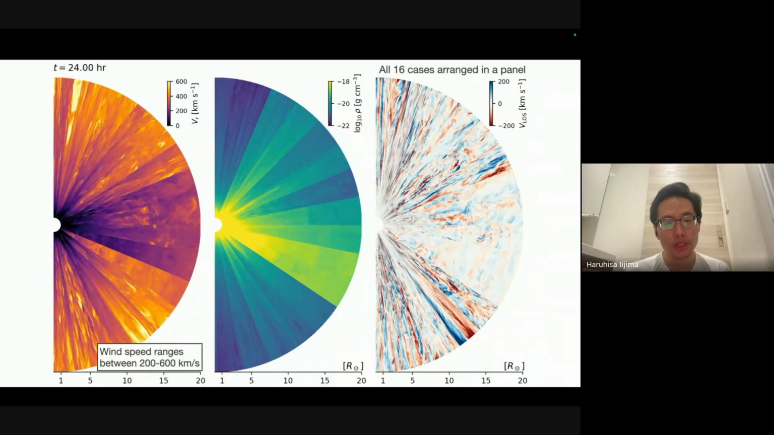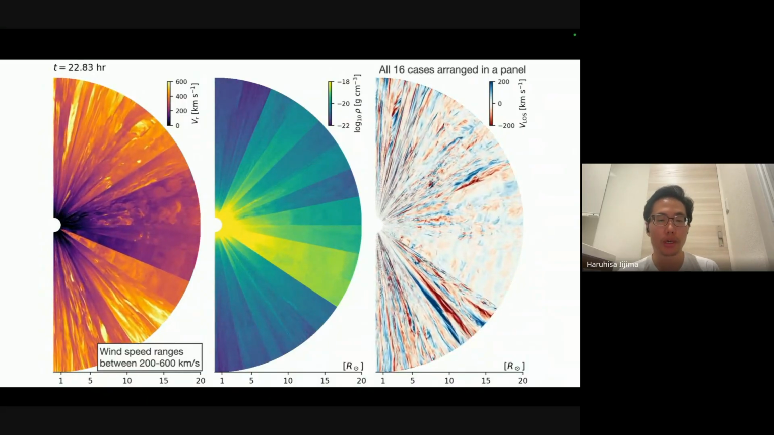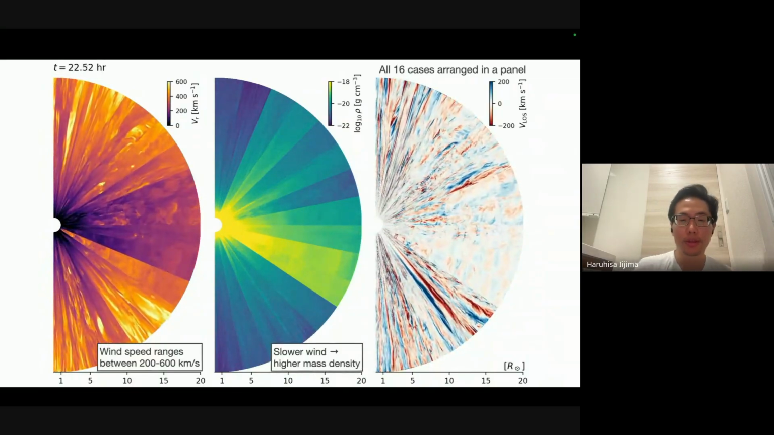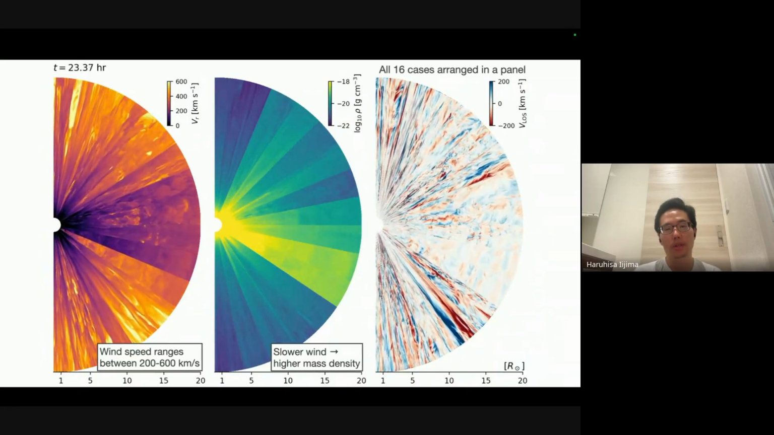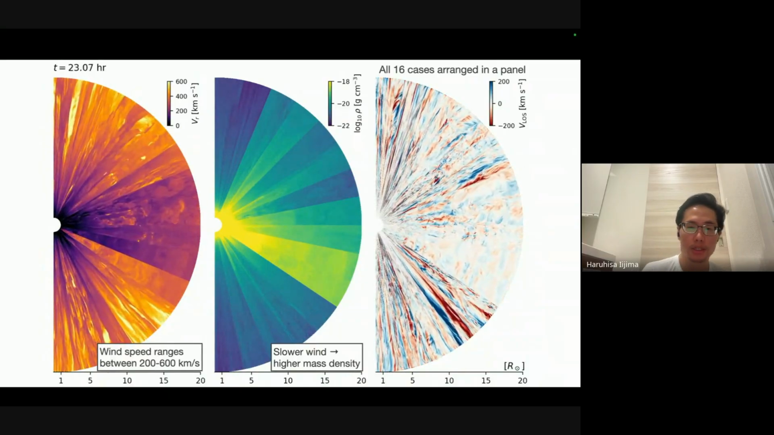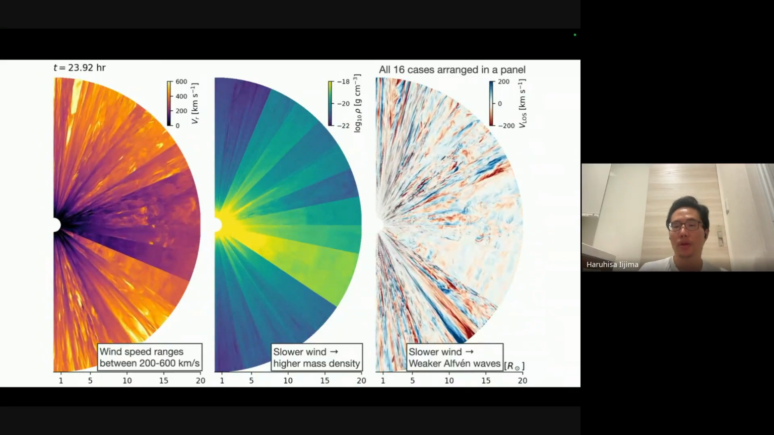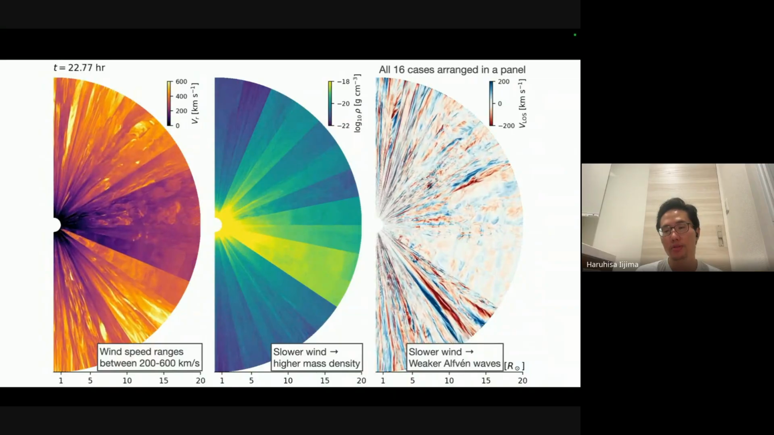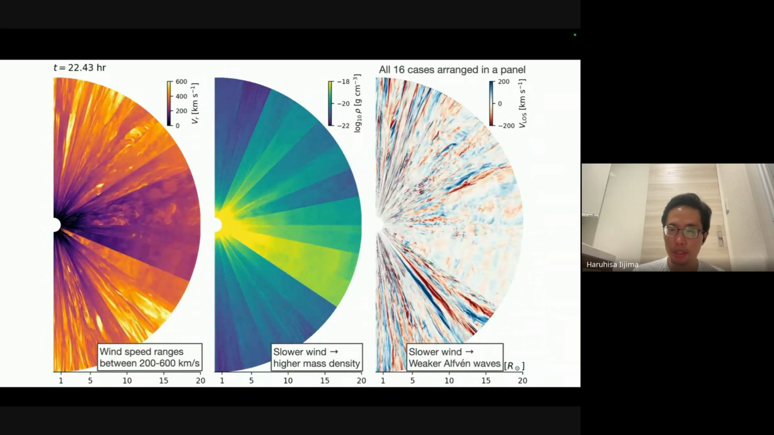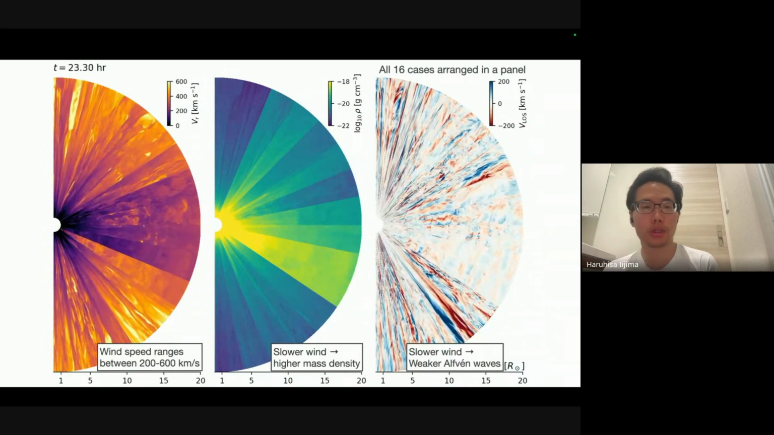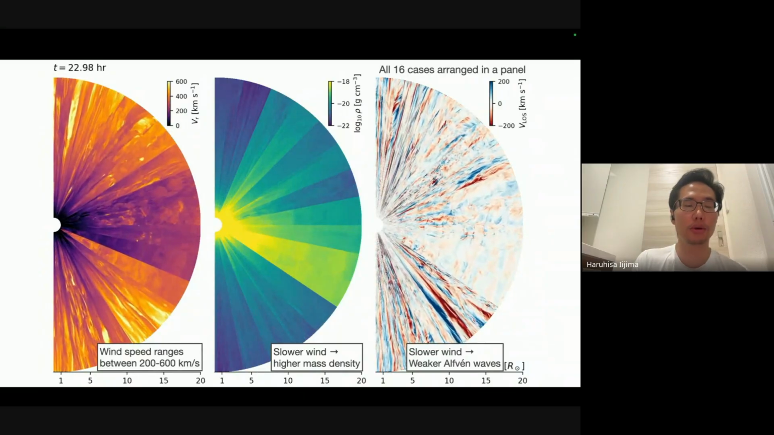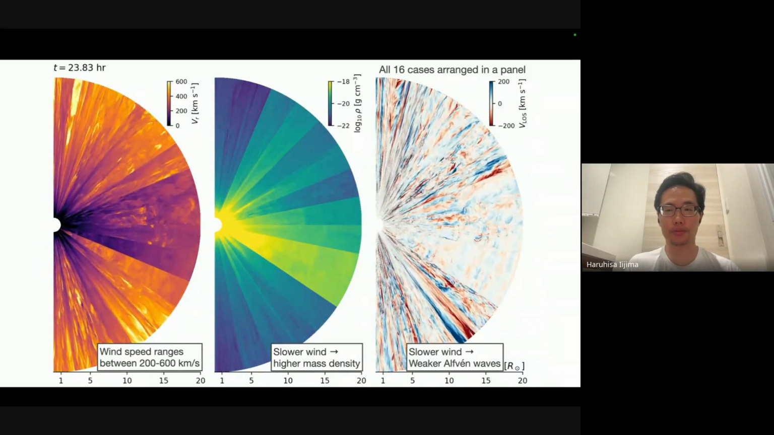The wind speed ranges between 200 and 600 kilometers per second. And also, when the solar wind speed is slow, we found a higher mass density. And if the solar wind speed is slow, then the Alfvén waves seem to be weaker. Those characteristics are typically expected in the observations.